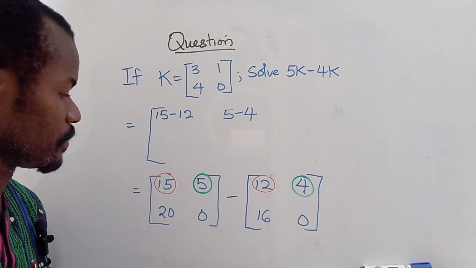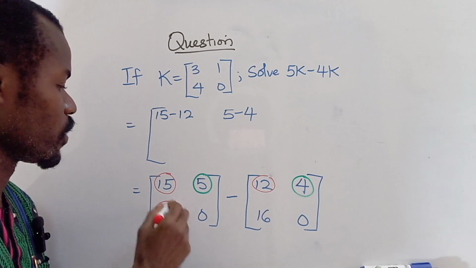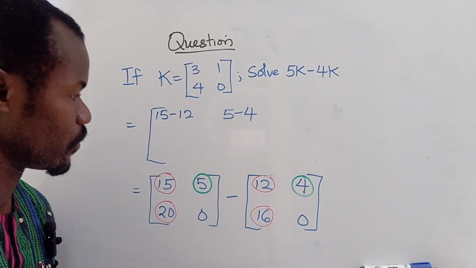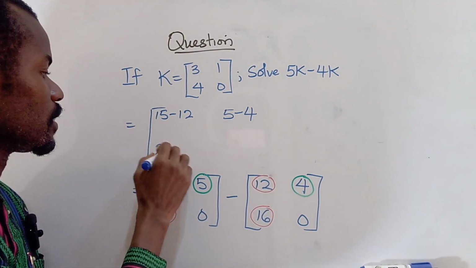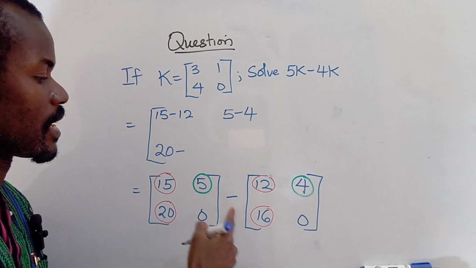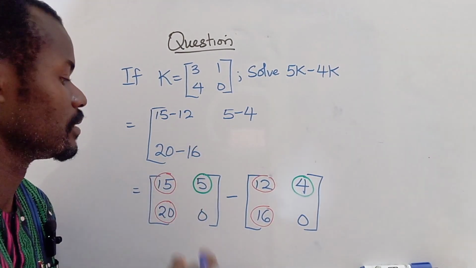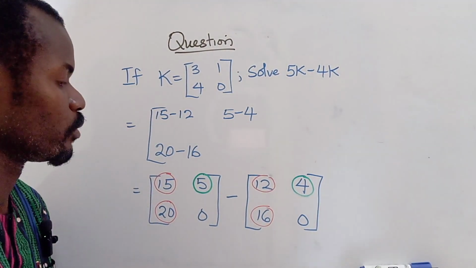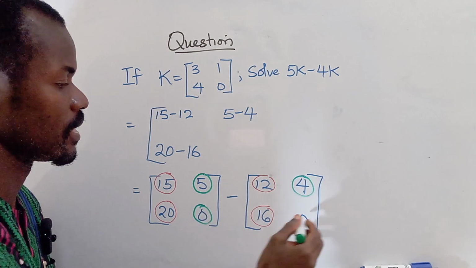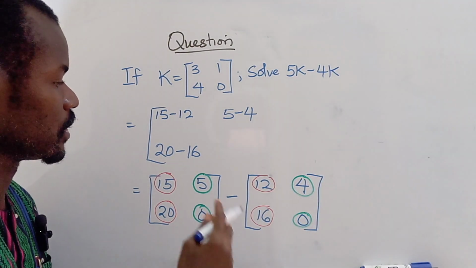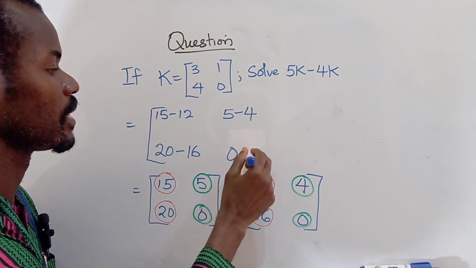Next we have 20 and 16, so 20 subtract 16, so 20 minus 16. And finally we have 0 and 0 at the same position, so we have 0 minus 0.